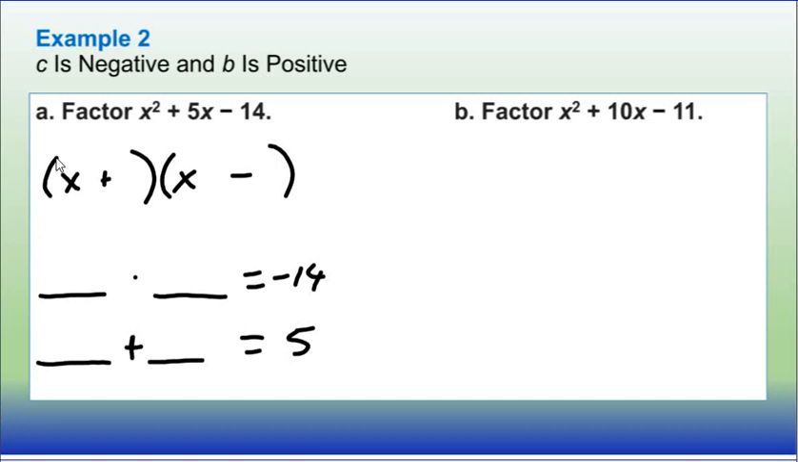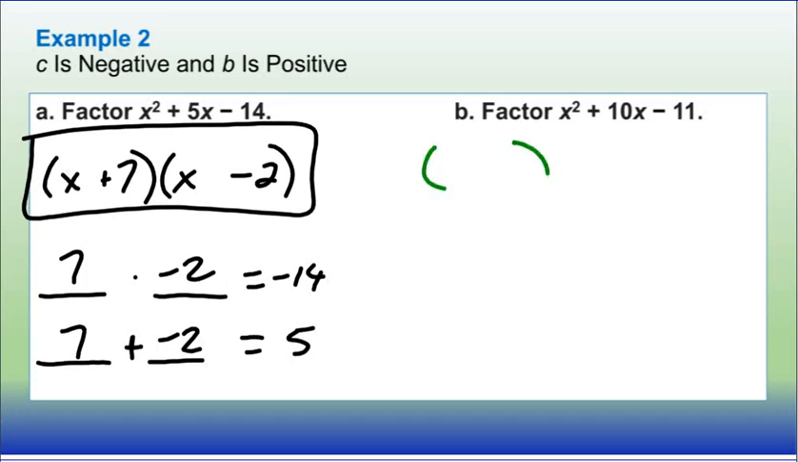So I know 7 and 2 are 5 apart, and 7 and 2 gives us 14. So if I do 7 times negative 2, that gives me negative 14. 7 plus a negative 2 gives me 5. So this would be x plus 7 and x minus 2.